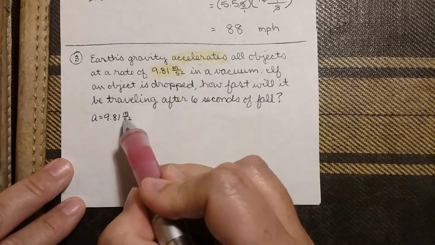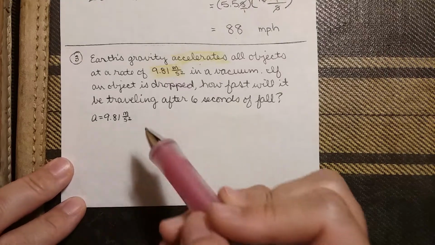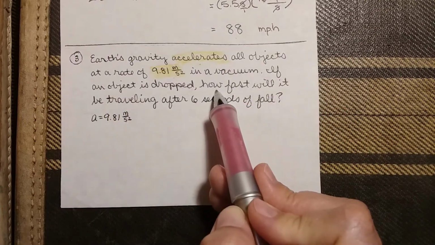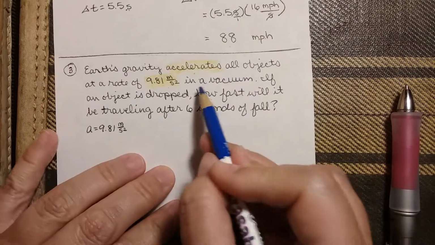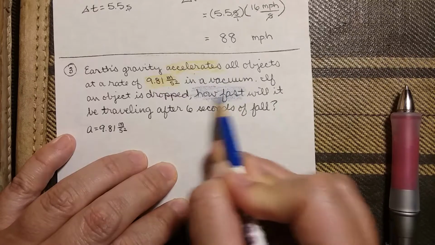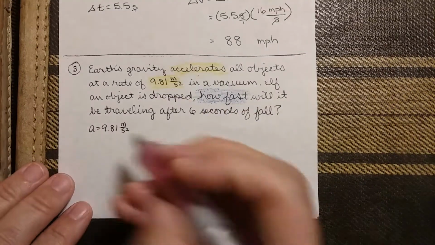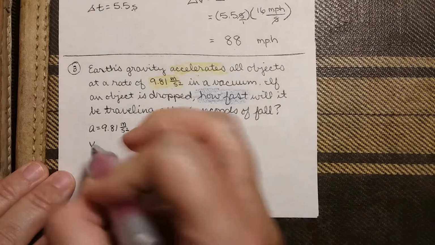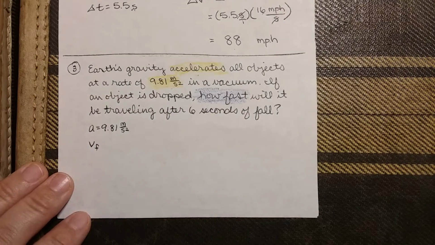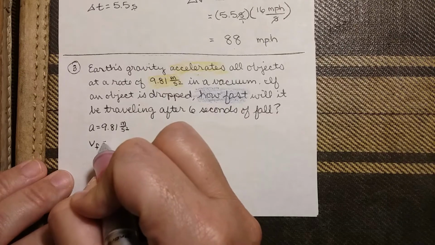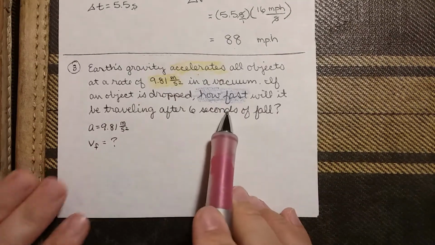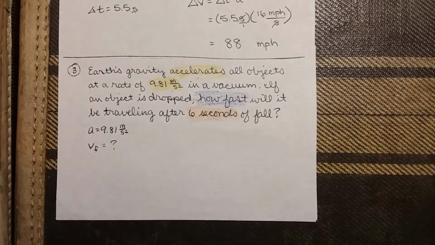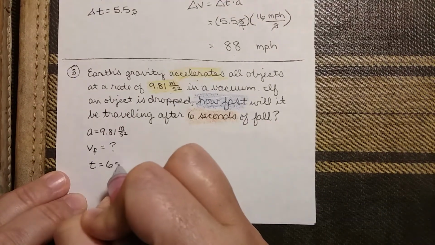And we know that's true because meters per second squared is a unit of acceleration, and that is something you will want to memorize. If an object is dropped, how fast? We saw that in the last problem. How fast means velocity. Could mean initial velocity, could mean final velocity, but it said how fast after a certain amount of time. So that tells me we're not talking about where it's starting out or where it's initially at. And then after 6 seconds of fall. Seconds is a measure of time. So time equals 6 seconds.